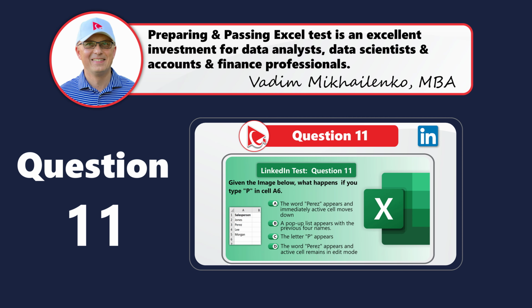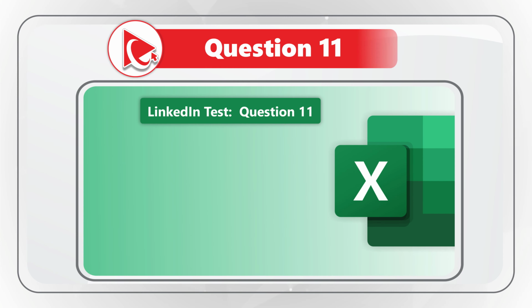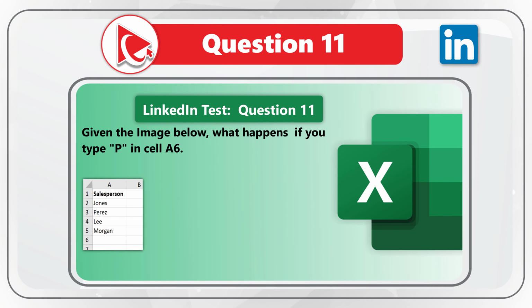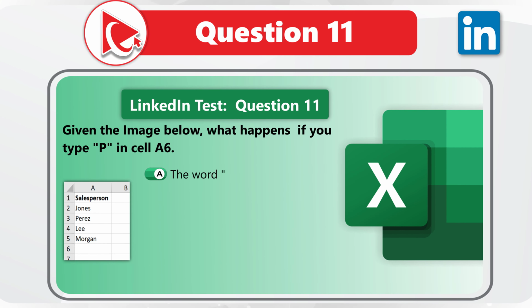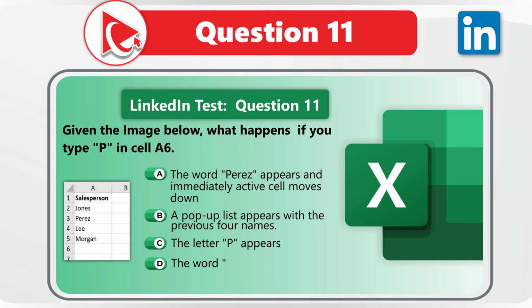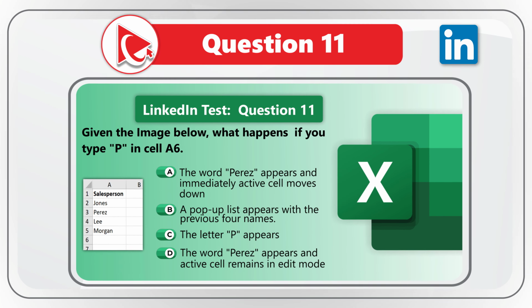Let's look at the next question. Given the image below, what happens if you type P in the cell A6? And you have 4 different choices. Choice A, the word Perez appears and immediately the active cell moves down. Choice B, a pop-up list appears with the previous 4 names. Choice C, the letter P appears. And then last but not least, choice D, the word Perez appears and the active cell remains in the edit mode. Can you guess the answer?